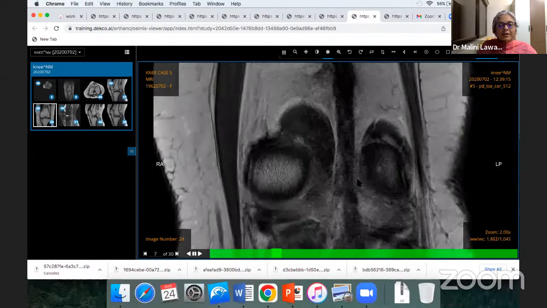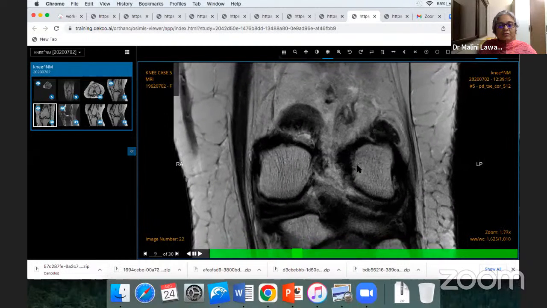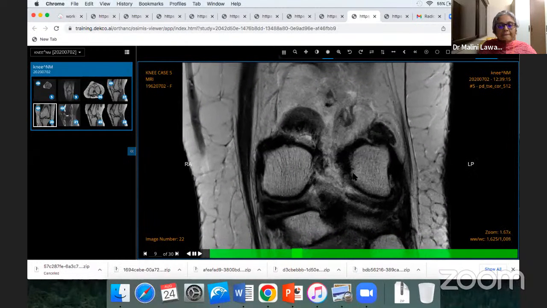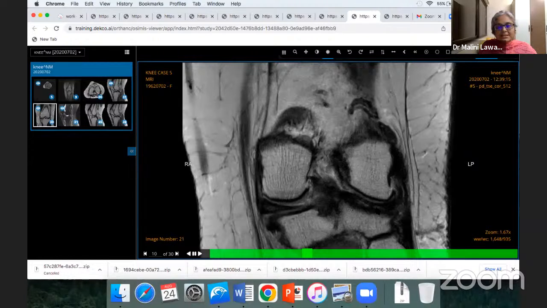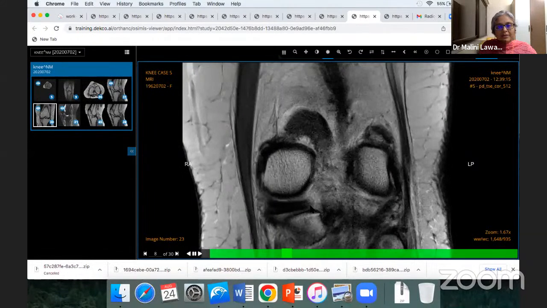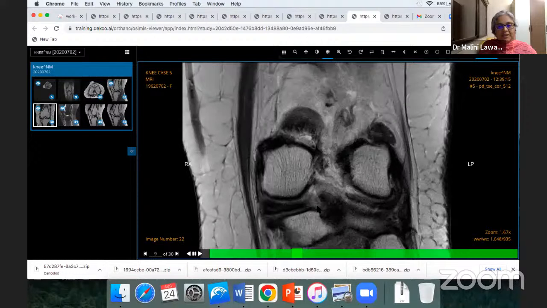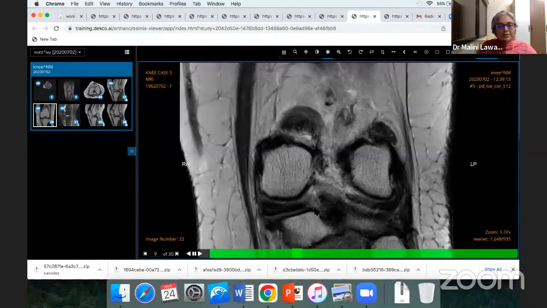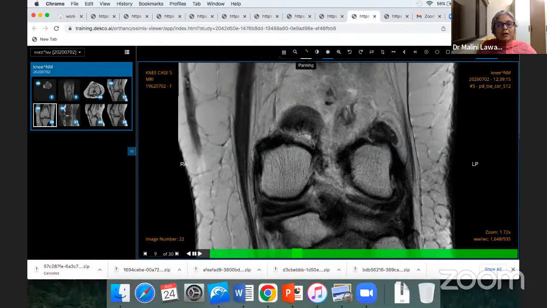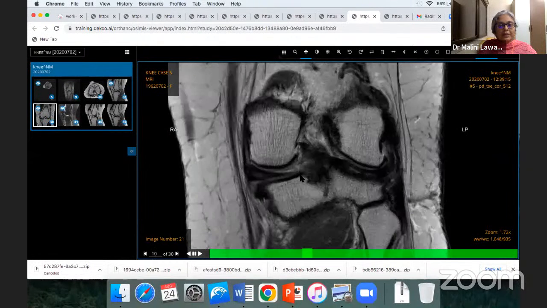How do I confirm it? This section shows it very well. See, this lateral meniscus goes all the way up to the tibia. So trace it. But look at this medial meniscus. There's a defect here. It's not going up to the tibia. This is a root tear of a medial meniscus.